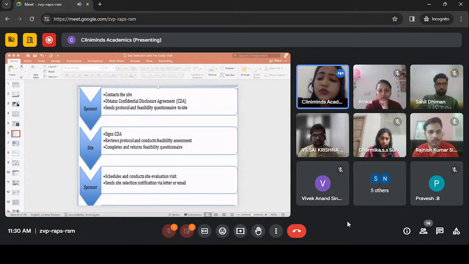Now they are going to the site in person to do the evaluation. They will cross check whether all the facilities mentioned in the feasibility questionnaire really exist. To cross check that and to check the interest of the investigator, they are going to schedule a meeting with the site, and that meeting is known as the site selection visit. Okay, do you all get that?